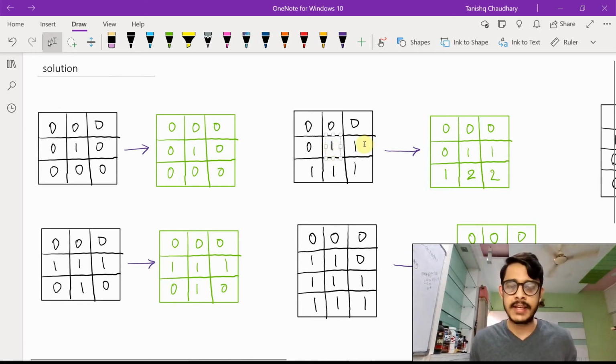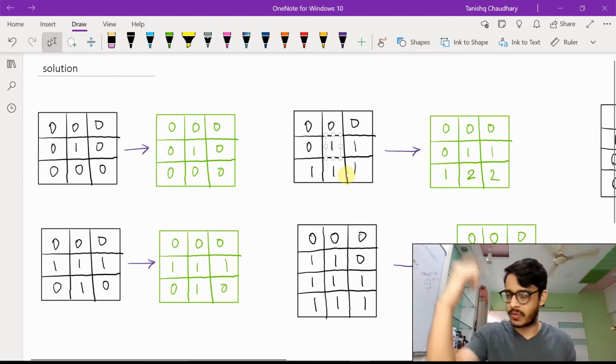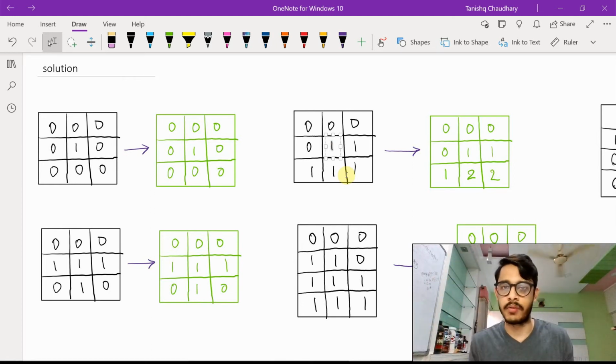Because one says, okay, I'm one distance away from this water body, this one can just look at it and say, okay, since that one is just one distance away, I am two distances away. Make sense? This is sort of the general idea of thinking.